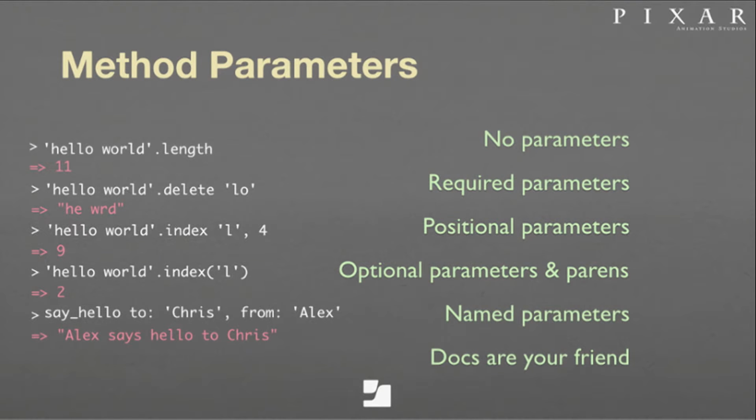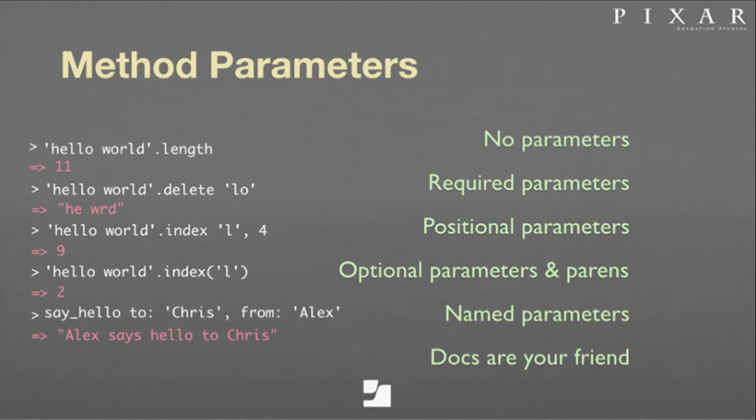Also, parentheses around parameters are optional. And most of the time they're optional. Sometimes you have to have them there for Ruby to understand what you mean. But if it makes more visual sense in your code not to have them, don't put them there. The whole point of the flexibility of Ruby is to do what makes sense in your code.